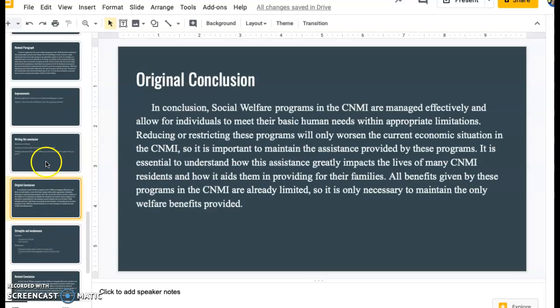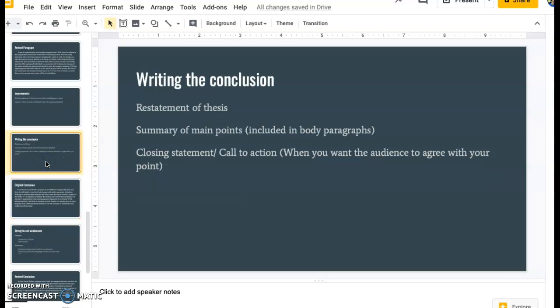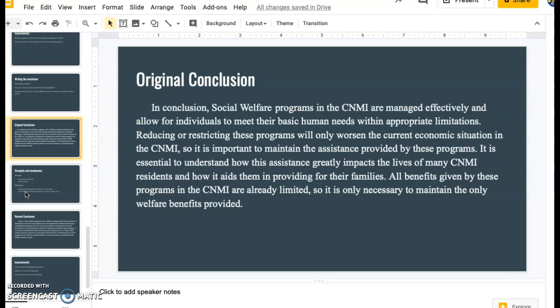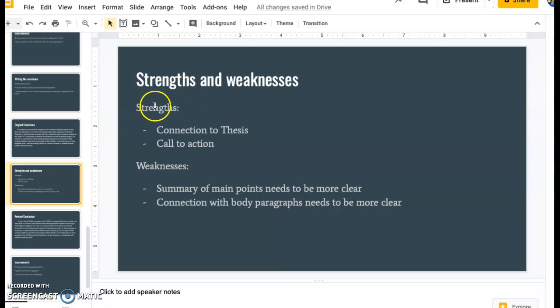So writing the conclusion. You need to restate your thesis, you need to summarize your main points which are included in your body paragraphs, and you need to have a call to action. So here's an original conclusion. You can stop the video and read this right here. But here are some strengths and weaknesses. It makes a connection to the thesis, and there's a call to action.